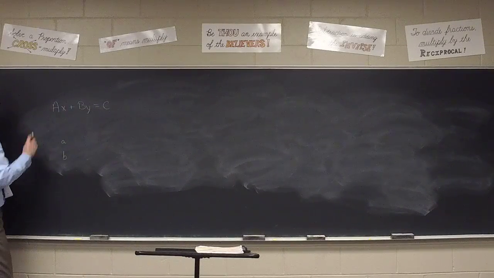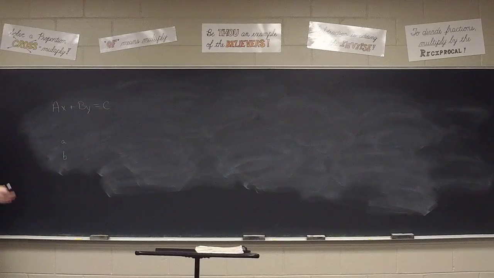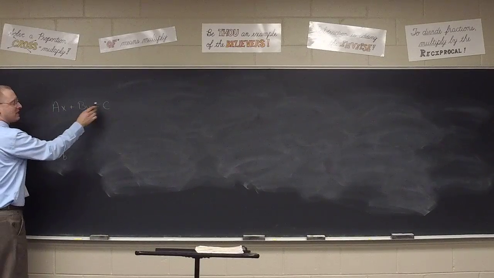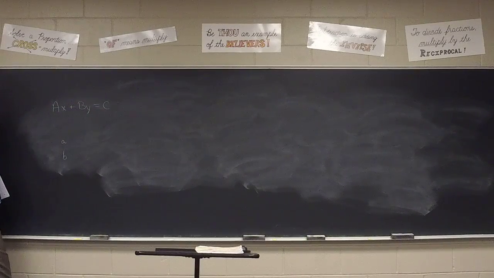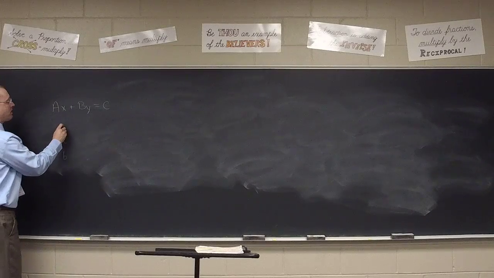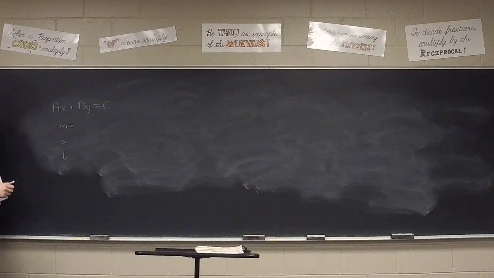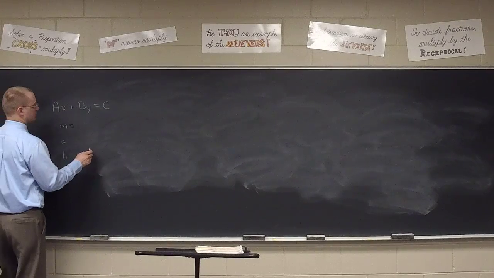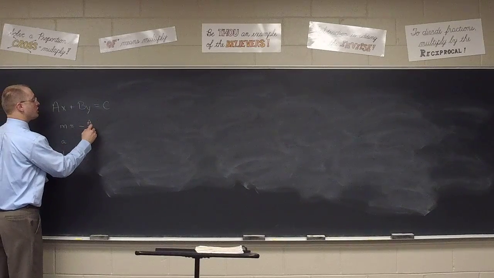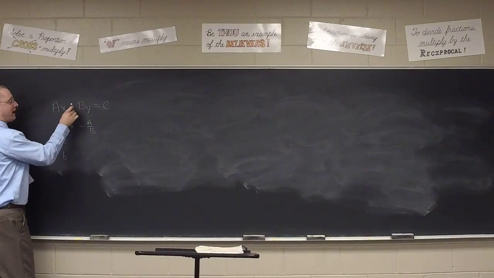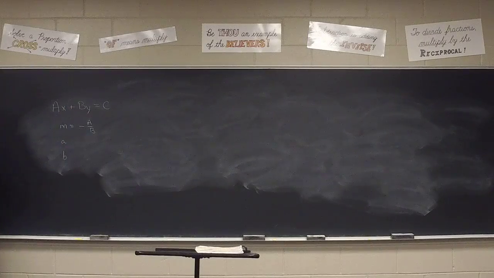Also, the A is not allowed to be negative. We have to have A positive. B could be negative, C could be negative, but A has to be positive. And I said, based on this, we could find the slope using what quote-unquote formula, Jamie? The negative A over B. Good. You simply make a ratio of these two values and change the sign, and that gives you the slope.